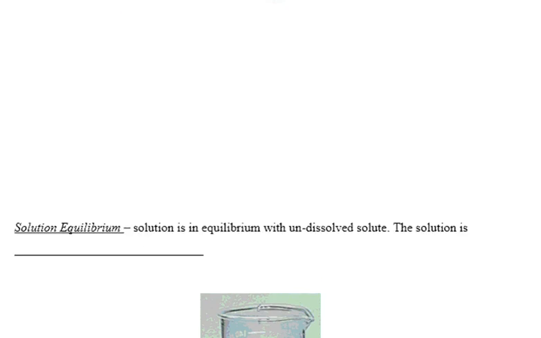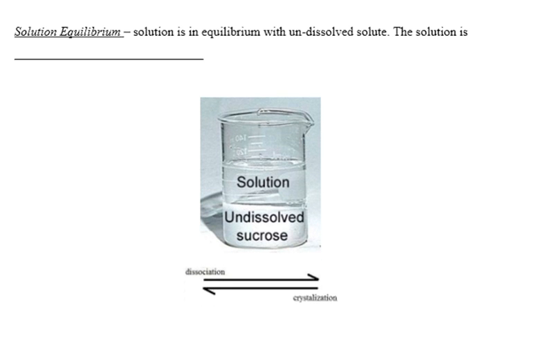There are different types of equilibrium. A solution equilibrium is where the solution is in equilibrium with undissolved solute. In order for solution equilibrium to exist, the system has to be saturated. It has to be holding all that it can hold.